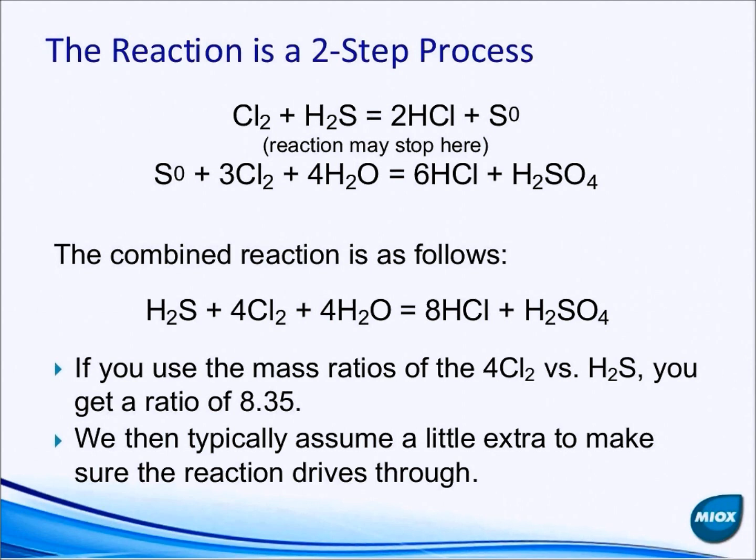The first reaction, on the very top, is chlorine plus the hydrogen sulfide creating hydrochloric acid plus elemental sulfur. This is literally just sulfur, and it'll look like a really fine, hazy, yellowy color in your water if you have a high enough concentration. Eventually that'll settle out. And if the reaction stops there, you can do something like filter that out.